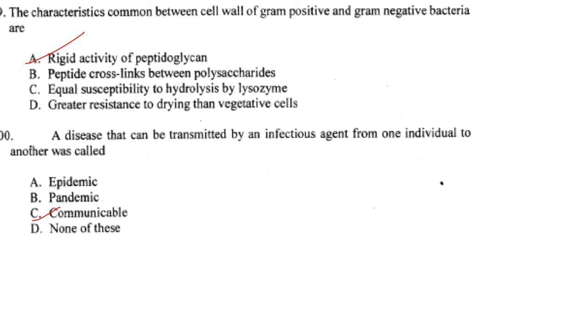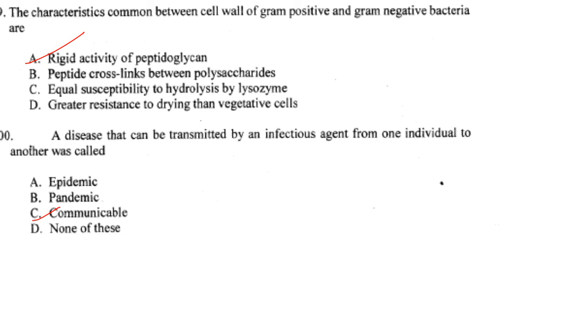Then peptide cross-links between polysaccharides. Peptidoglycans are unique to prokaryotic organisms and consist of a glycan backbone of muramic acid and glucosamine, both N-acetylated, and peptide chains highly cross-linked with bridges in gram-positive bacteria or partially cross-linked in the case of gram-negative bacteria. So peptide cross-links between polysaccharides is also not a common feature between gram-positive and gram-negative bacteria. Both possess cell walls with peptidoglycan, which confers the characteristic cell shape and provides the cell with mechanical protection. So rigidity of peptidoglycan is the correct answer.